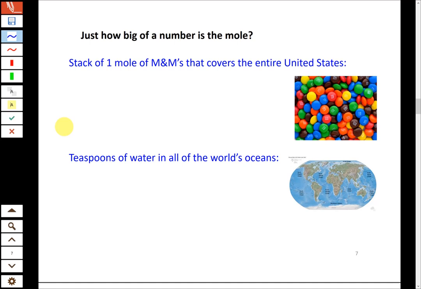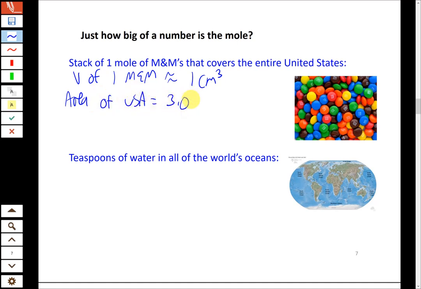All right, so we're going to figure out if we stack M&Ms over the entire continental United States. I forget if this counts Alaska, but whatever, it's the same story. And figure out how high we have to stack these M&Ms if we're using a whole mole of M&Ms to cover the United States. So just a little bit of back of the envelope approximation here, not exact, but it gives us the right order of magnitude. The volume of one M&M, let's say that's about a cubic centimeter. That's probably overestimating a little bit, but it's close. And then we can say that the area of the United States is 3.02 times 10 to the 6 square miles.